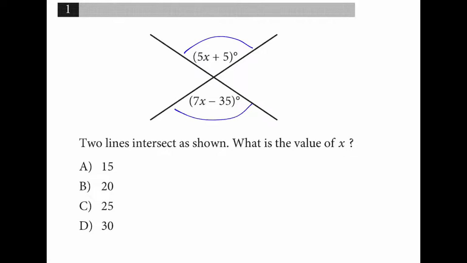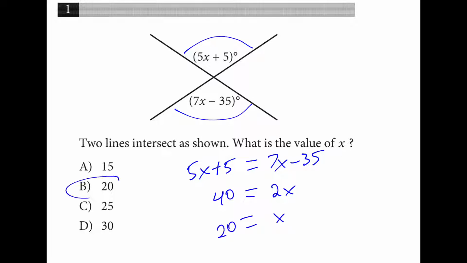These two angles are vertical angles, which means they're equal to each other. So 5x plus 5 is equal to 7x minus 35. If I move the x's to the right and the numbers to the left, I find that x is 20. And that's what they want to know.